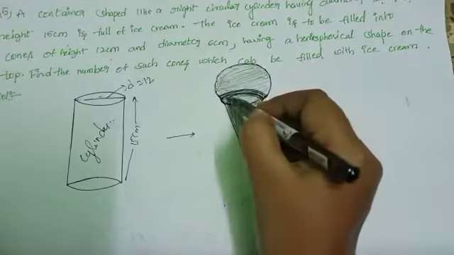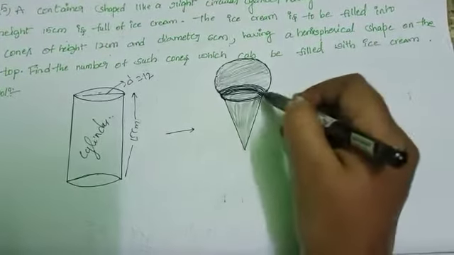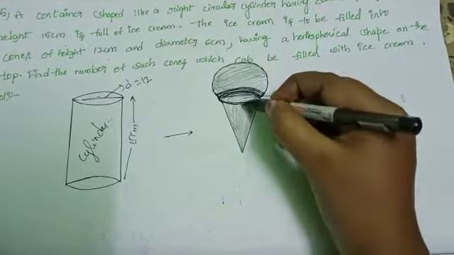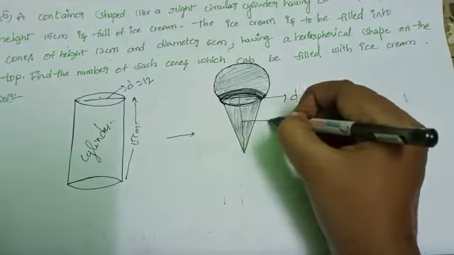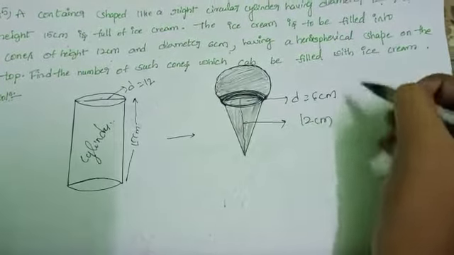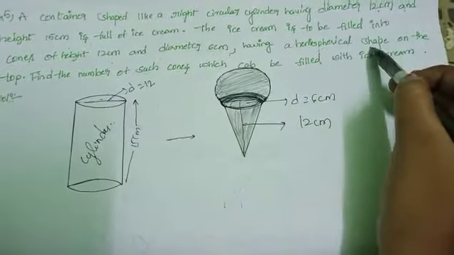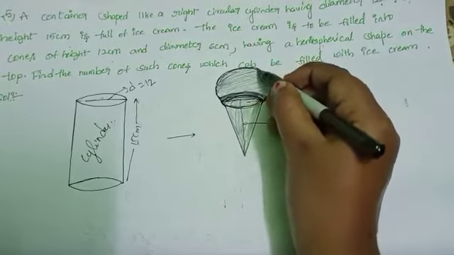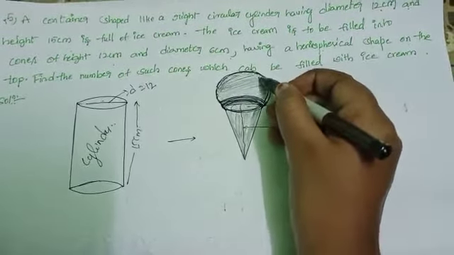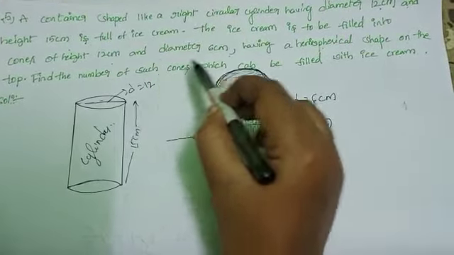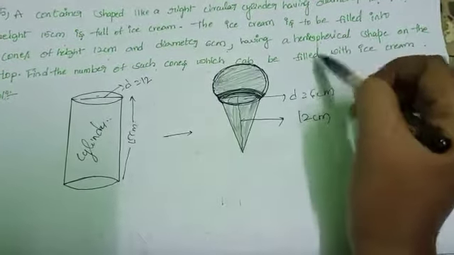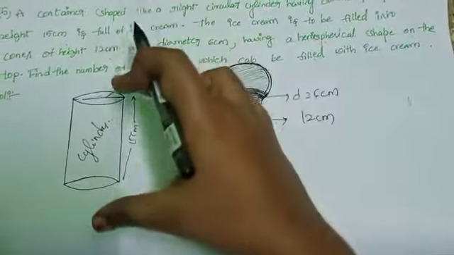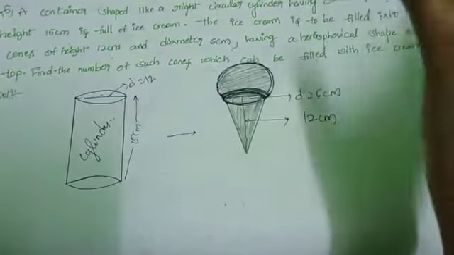The diameter of the cone is given as 6 centimeters and the height of the cone is 12 centimeters, having a hemispherical shape on the top. This cone has a hemispherical top. Find the number of such cones which can be filled with the ice cream. Here we have to find the number of cones required for the total ice cream.